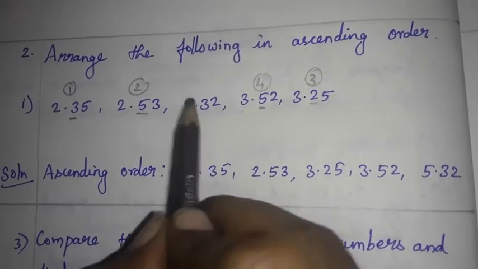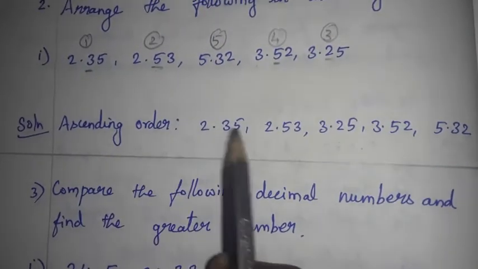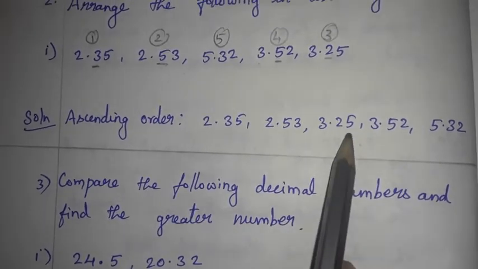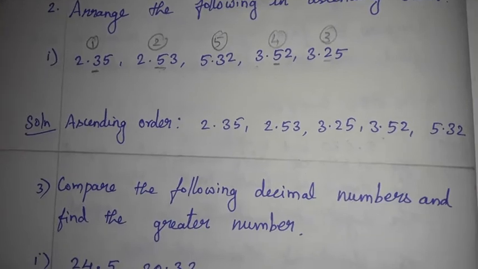The remaining we have only one number, that is the greatest number of all the 5. Therefore, the ascending order is 2.35, 2.53, 3.25, 3.52 and 5.32.